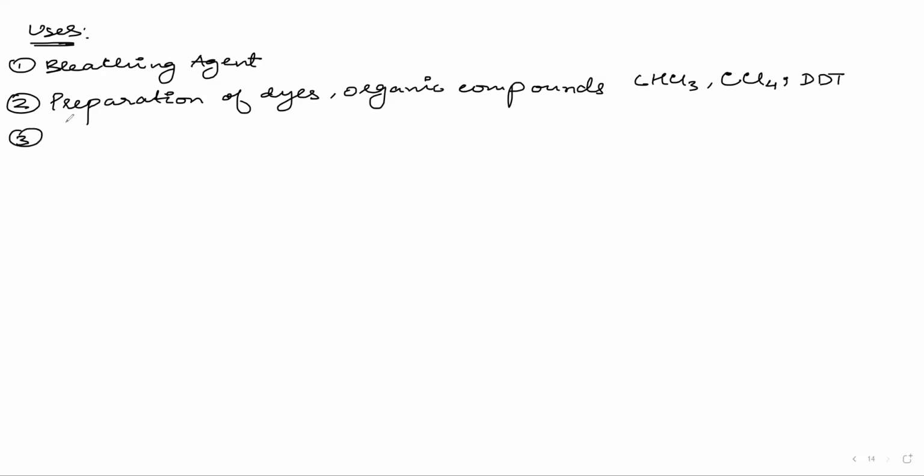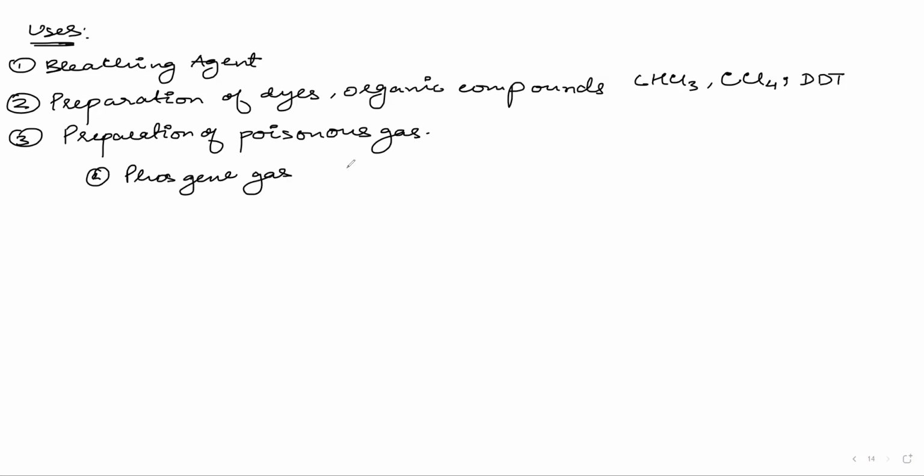Second, third, for the preparation of poisonous gas. A is phosgene. B is mustard gas. Fritz Haber was responsible for mustard gas, I guess, right? Maybe, sir. Yes, you won't remember. Tear gas. So also write the structure here.